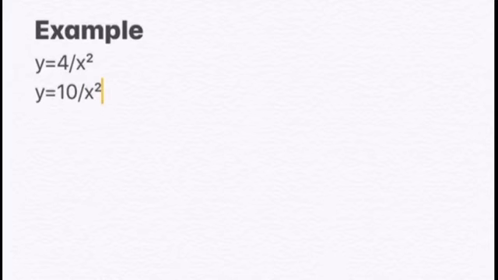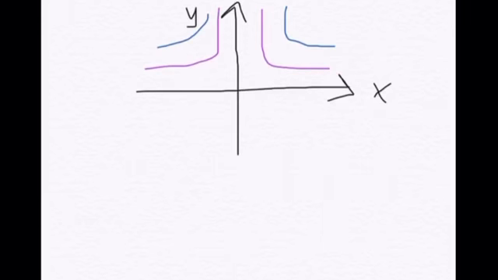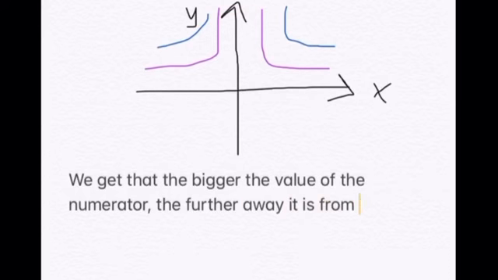Now let us look at an example of this, in which we have to draw the graph of y equals 4 over x squared and y equals 10 over x squared. You would immediately know that this graph will have its y-axis to be all positive. After doing many questions, you will get a general idea that the bigger value the numerator is, the further away it is from the axis.